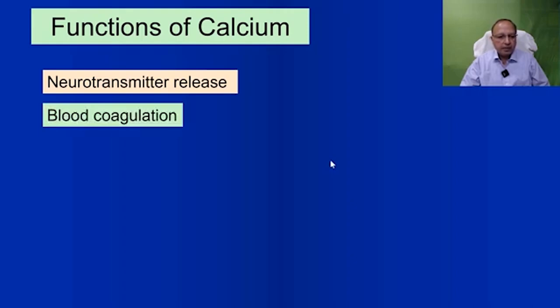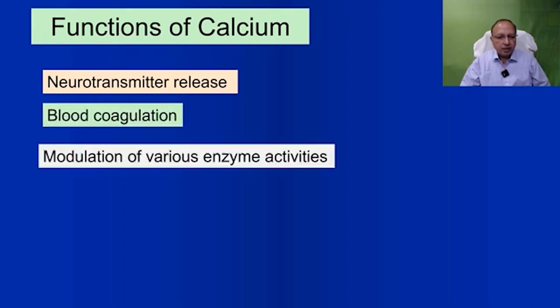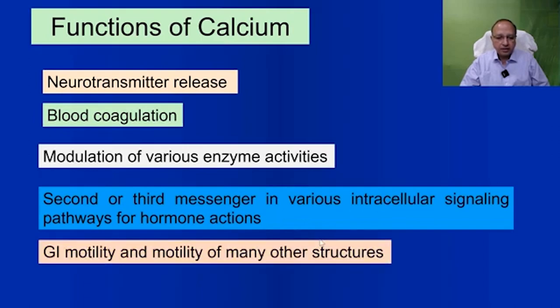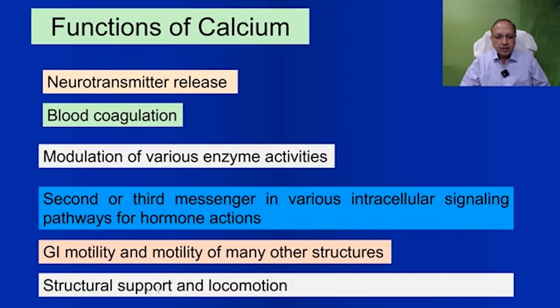Blood coagulation, again, calcium plays a very important role. Then the modulation of the activity of various enzymes. It also plays a very important role as a second or third messenger in various intracellular signaling pathways for hormone actions. GI motility is also affected by calcium, and so are structural support and locomotion, due to which we have a stable structure, we can walk, we can move, and we can perform activities. For that, calcium is extremely important.